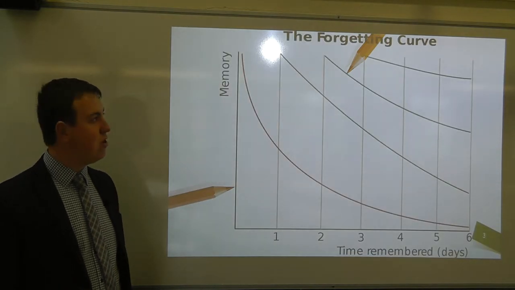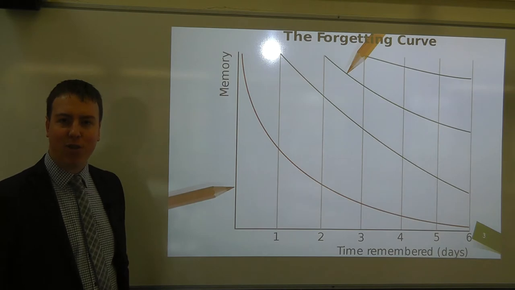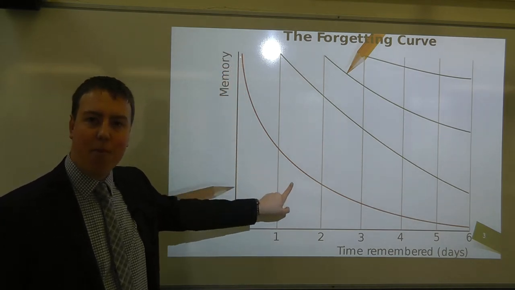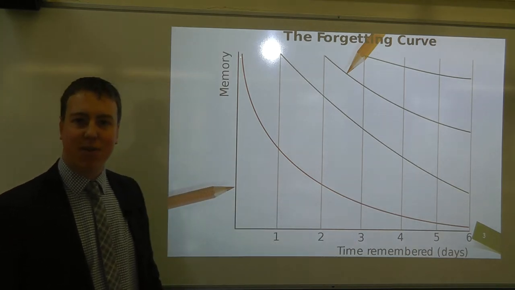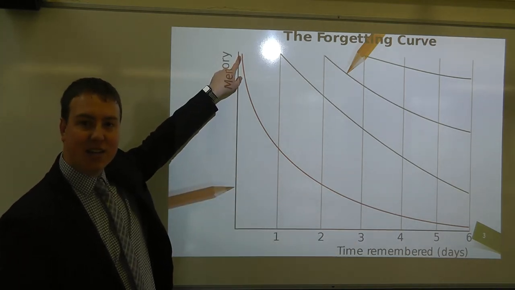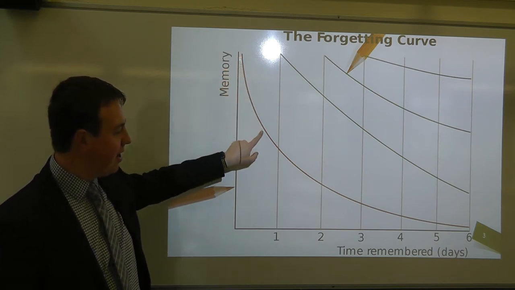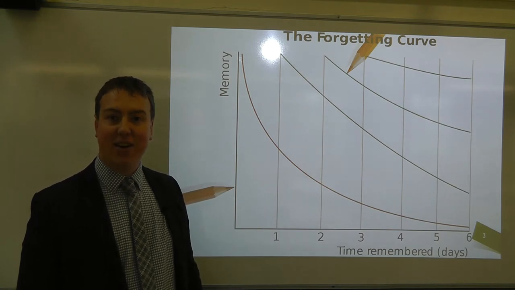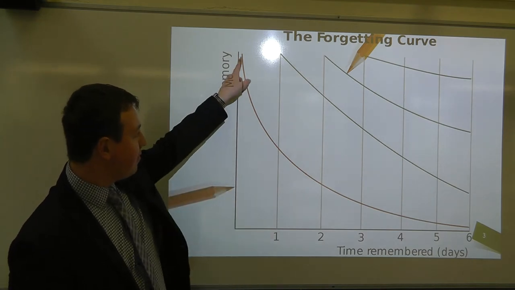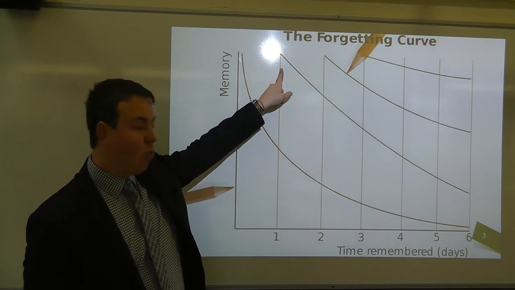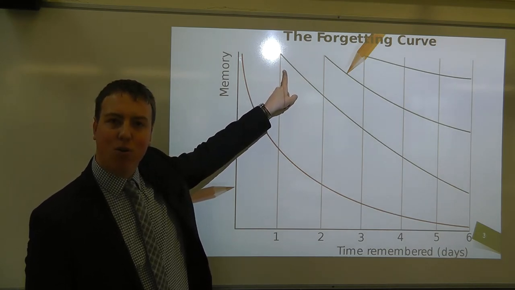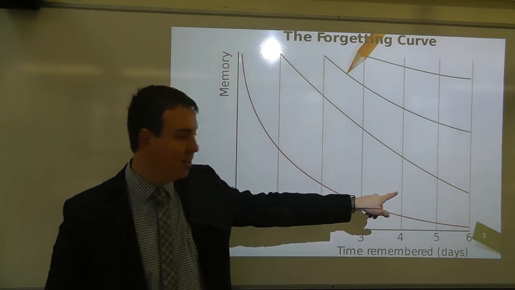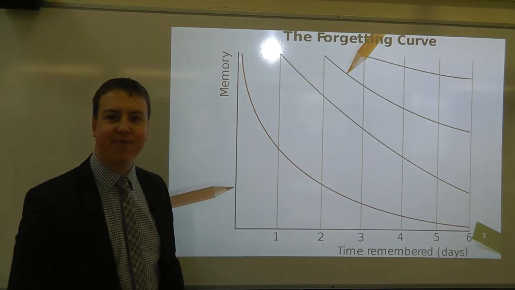Now, revision is really, really important, and this graph helps show us why. Our red line here shows us what our memory is like if we never revise something. So we learn about it in a lesson, and we never ever come back to it again. Within 6 days, our brain will forget it, on average. If after 1 day, we come back to it and we remember what we went through, we revise it effectively, it will take longer than 6 days for us to forget it.